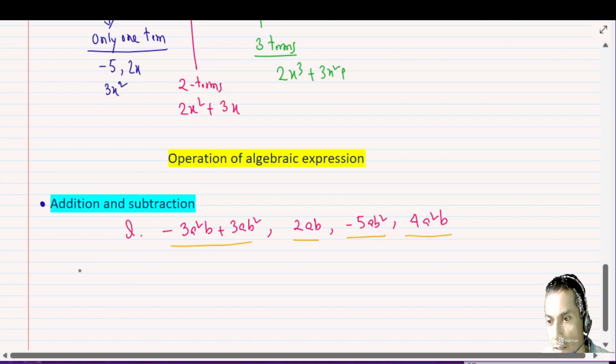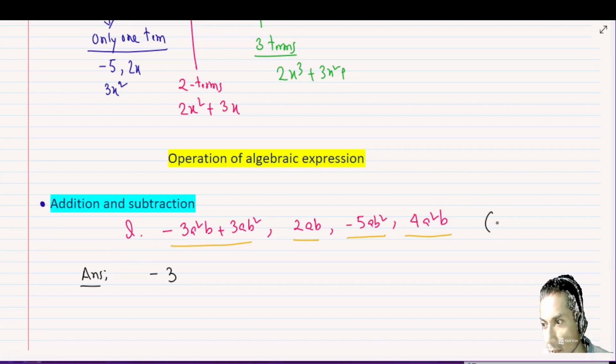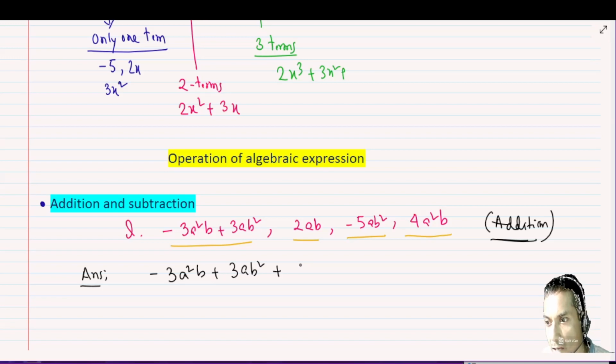So how can you do the algebraic operation? Simply you have to add them together. The question is given as addition. So what you have to do? You have to add all the expressions: plus 2ab minus 5ab square plus 4a square b. Clear? Then what you have to do?